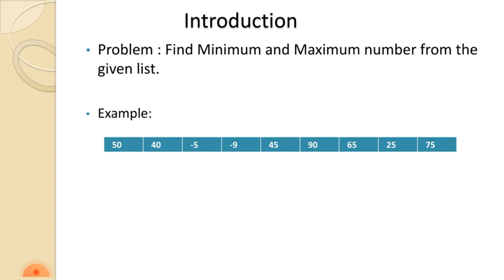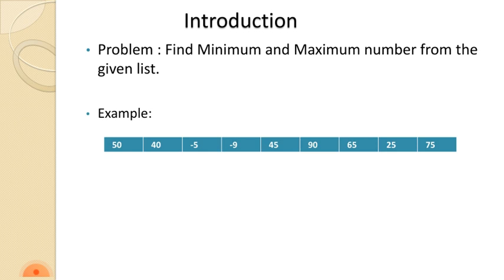Then 50 will be compared with 40. Is 40 less than 50? Yes. Then our next minimum number is 40. Now the minimum number is 40. Then we compare with the next element. Minus 5 compared with 40. Is minus 5 less than 40? Yes. So the next minimum value is minus 5. Again we compare minus 9. Is minus 9 less than minus 5? Yes. So the next minimum value is minus 9.